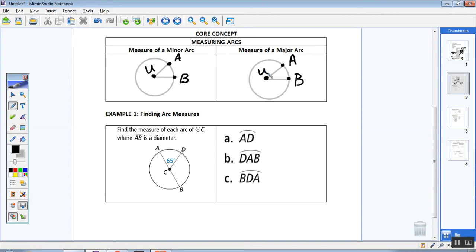All right. Measure of a minor arc. Where's the minor arc in this one? That's the minor arc right there. So where's the major arc? The other way around. It's the long way around, isn't it?